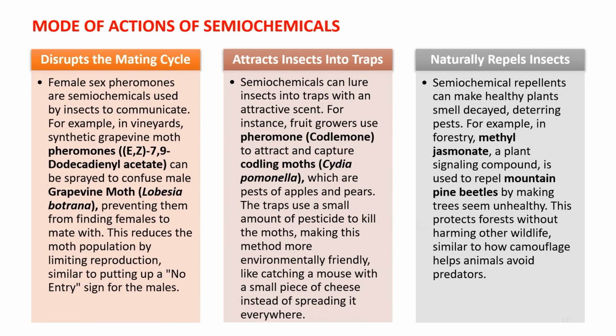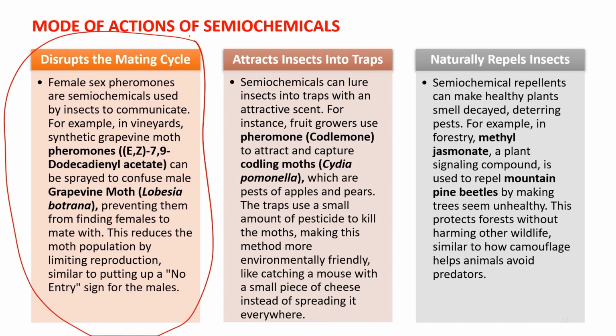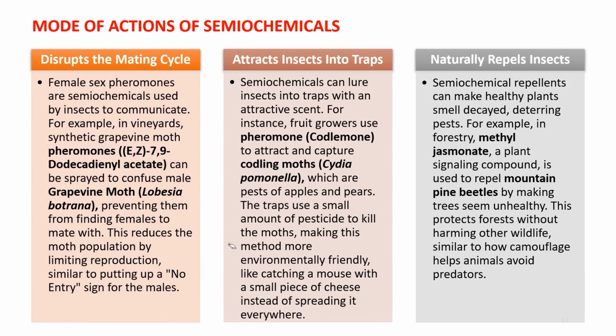The mode of action of semiochemicals takes place in different ways. It may disrupt the mating cycle, where female sex pheromones are used by insects to communicate. For example, in vineyards, synthetic grapevine moth pheromones can be sprayed to confuse male grapevine moths, preventing them from finding females to mate with. This reduces the moth population by limiting reproduction, similar to putting up a no entry sign for the males.